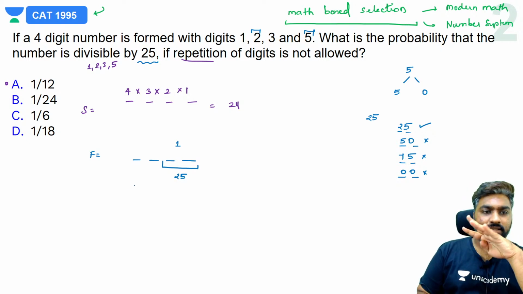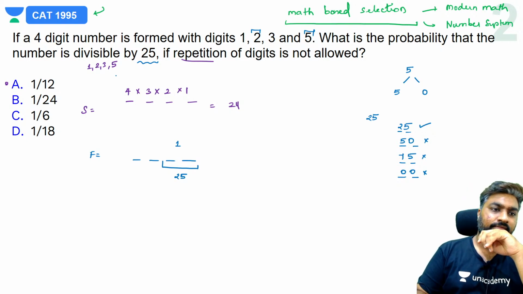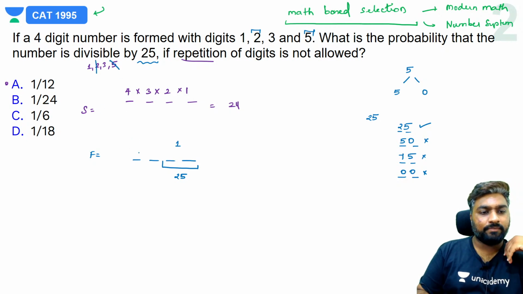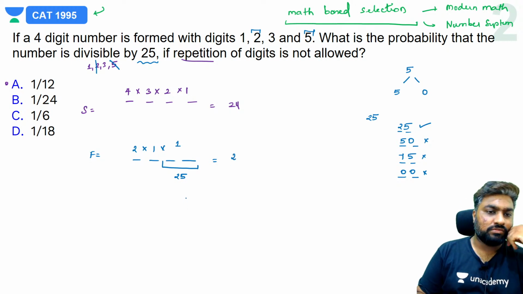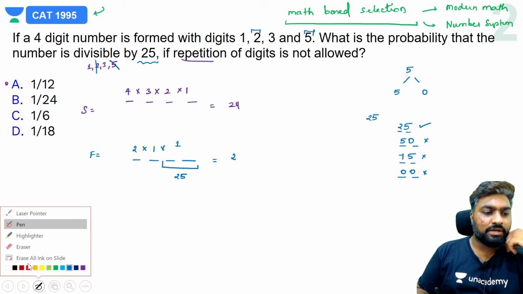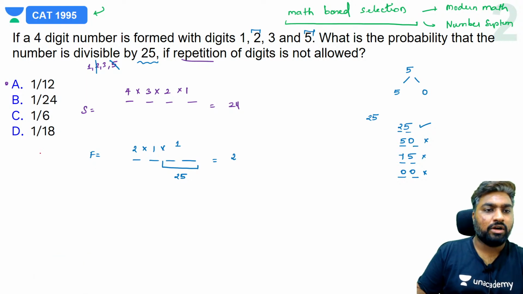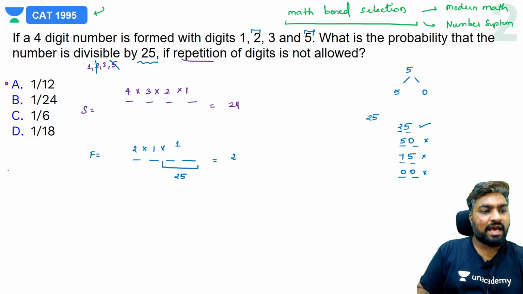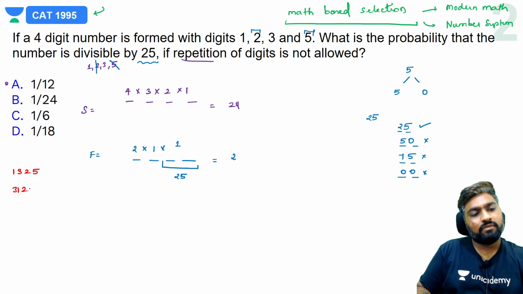Out of 4 digits, out of 1, 2, 3, 5, 2 and 5 are already fixed. So what is remaining? 1 and 3. 2 numbers, 2 places, 2 factorial possibilities, correct? So favorable outcomes is how much? Just 2. There are only 2 numbers that you can form. Just for our understanding, what will be the 2 numbers? We will have 1, 3, 2, 5 and 3, 1, 2, 5.